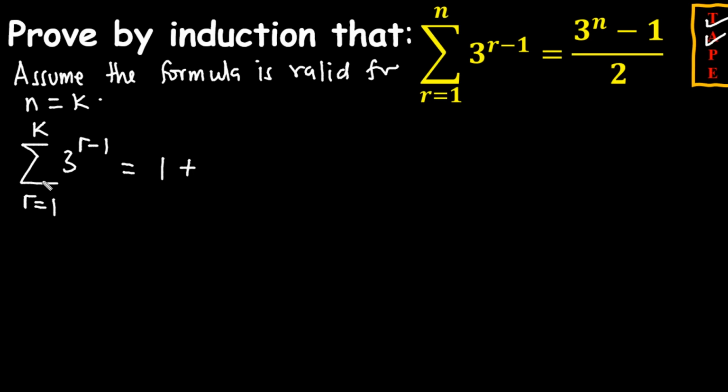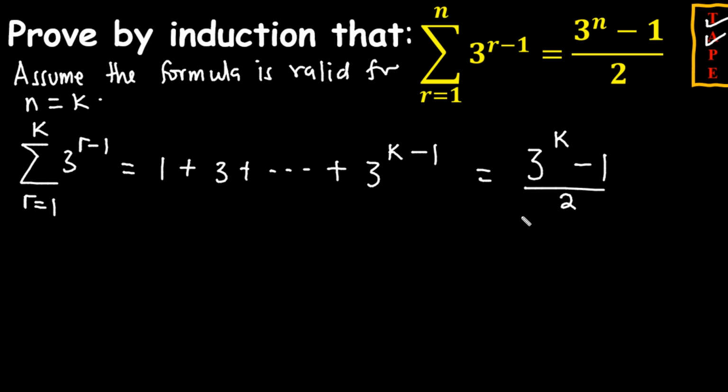Then plus, where there is r, we substitute a 2, so we shall have 2 minus 1, that is 1, and then we shall have a 3. Then plus, dot, dot, dot, plus. Remember, we are moving from r is equal to 1 up to k. So where there is r, we are going to substitute k. So we shall have 3 to the power k minus 1. On the right hand side, we are going to substitute k where there is n. So we shall have 3 to the power k minus 1, everything divided by 2.